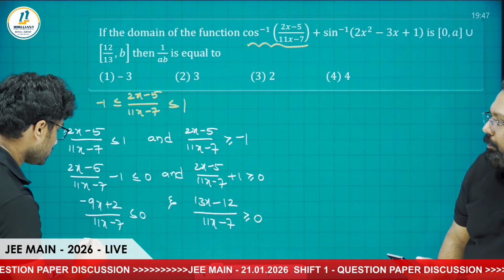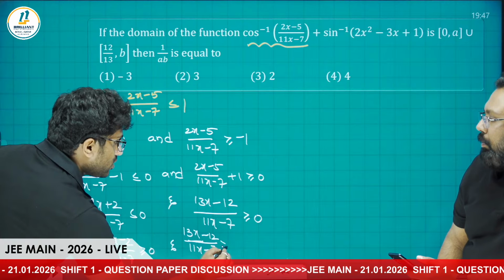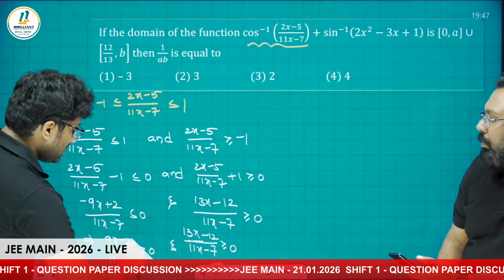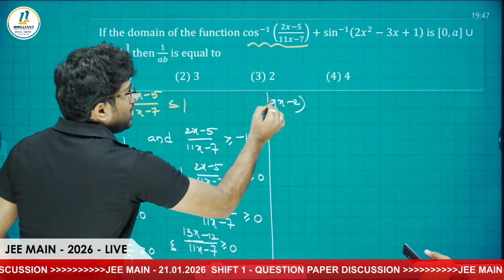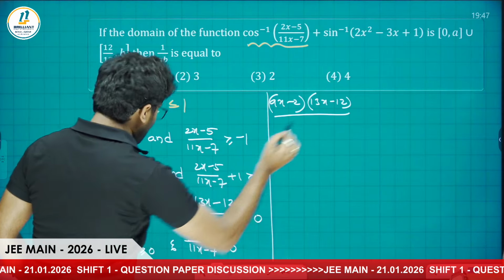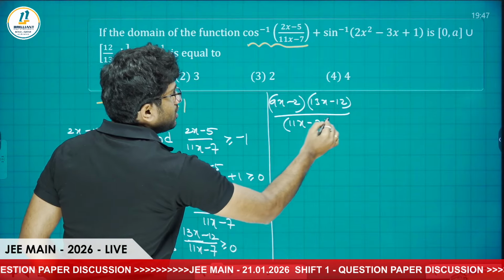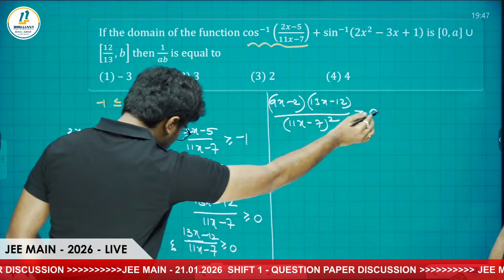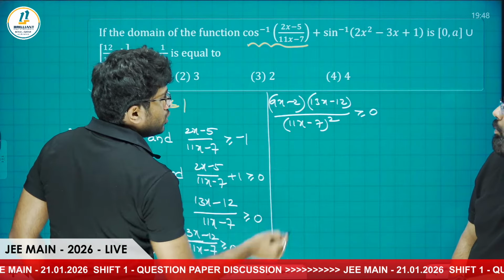When we multiply by a negative on both sides, the inequality sign changes, and 13x minus 12 divided by the same 11x minus 7 is greater than or equal to 0. If we multiply these two, we'll get (9x minus 2) into (13x minus 12), whole divided by (11x minus 7) into (11x minus 7), which is 11x minus 7 the whole square, greater than or equal to 0. So the denominator is always positive. Now only focus on the numerator.